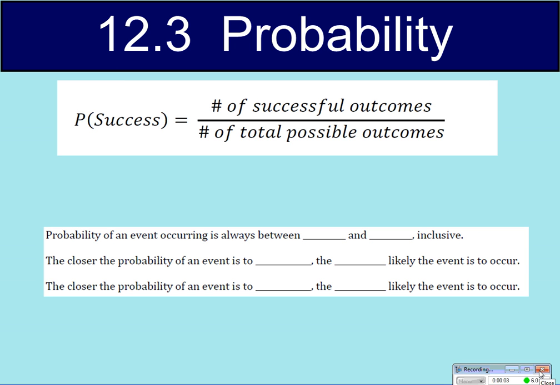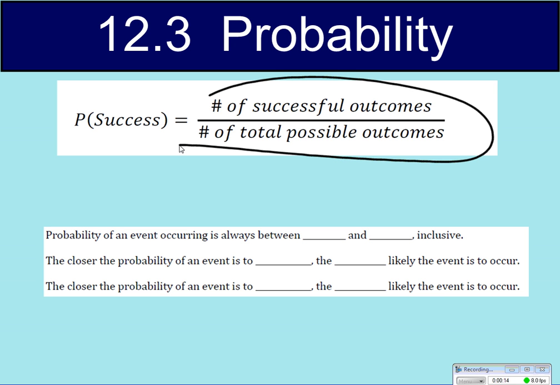All right, ladies and gentlemen of Algebra 2, this is Unit 12.3, and we're talking about what is probability. Probability, in a nutshell, is going to be a fraction, and that fraction is basically what you want to have happen over everything that could happen. So the probability of a success, or something you want to have happen in any event, is the number of successful outcomes over the number of total possible outcomes. So basically, it's a fancy way of saying, what do you want to have happen over everything that could happen?